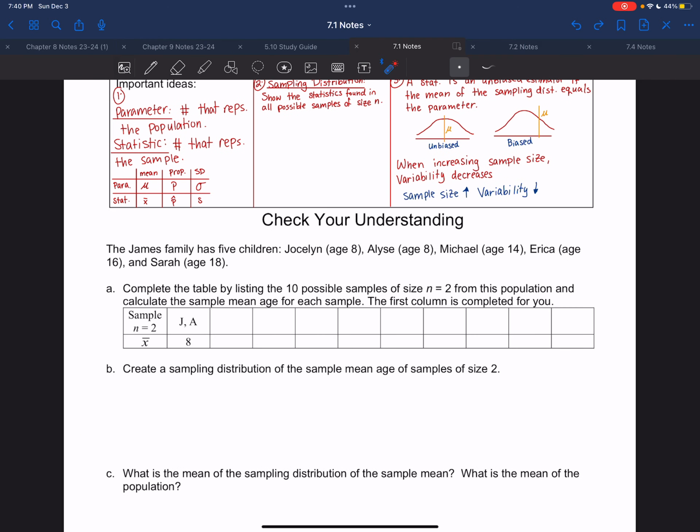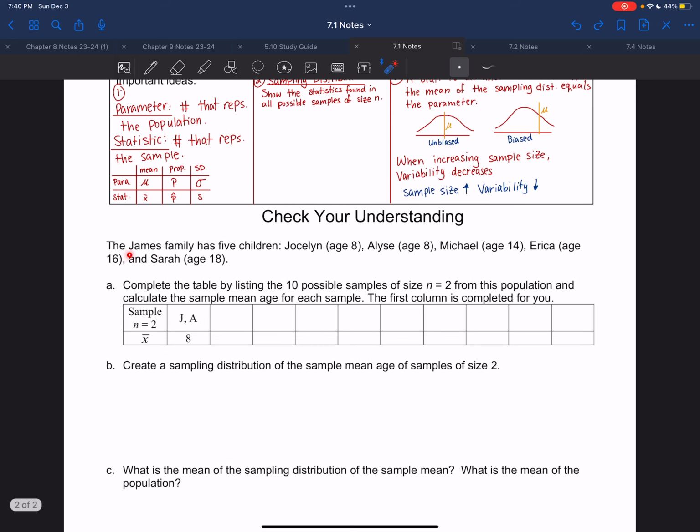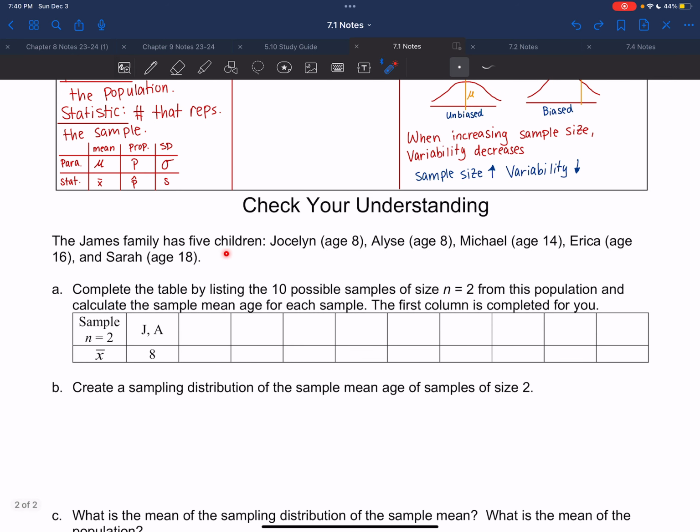All right, so last thing is check your understanding. It says the James family has 5 children: Jocelyn, age 8, Alice, age 8, Michael, age 14, Erica, age 16, and Sarah, age 18. It says complete the table by listing the 10 possible samples of size n equals 2 from this population and calculate the sample mean age for each sample. The first column is completed for you. So they already took Jocelyn and Alice.